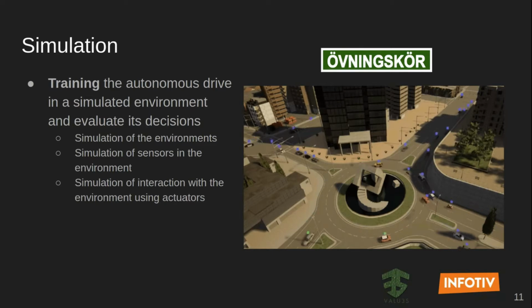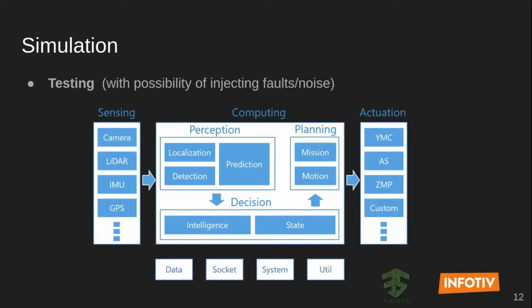To achieve this, you have to simulate the environment, sensors, and the actuators in a very realistic way. But once we have simulated the sensing and the actuation, input and output, you can test inner components of your system, like the perception component, the planning component, or the decision-making component. So you implement the simulator once, and then you can use it to test different components.